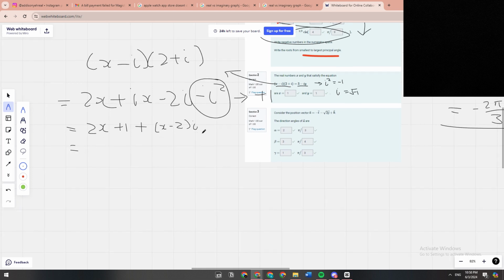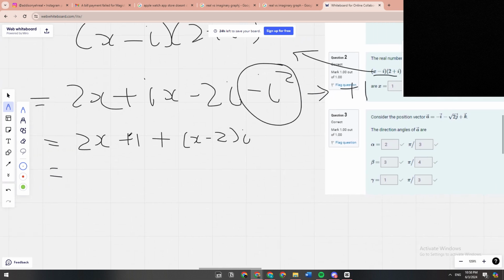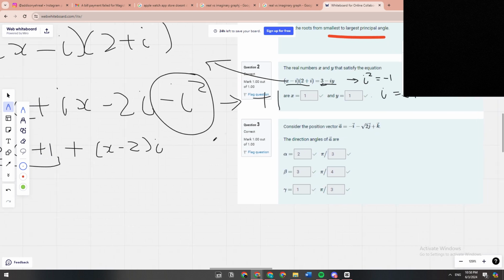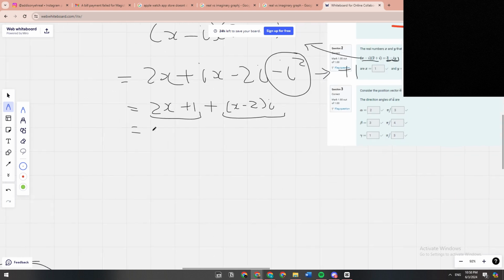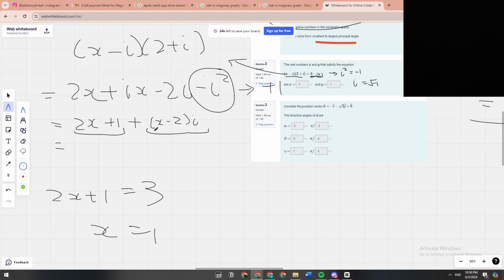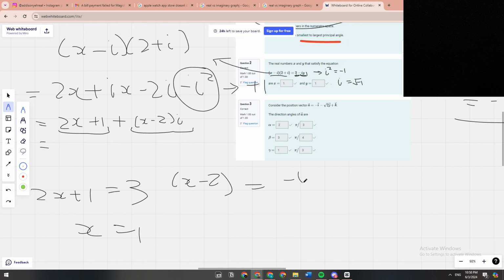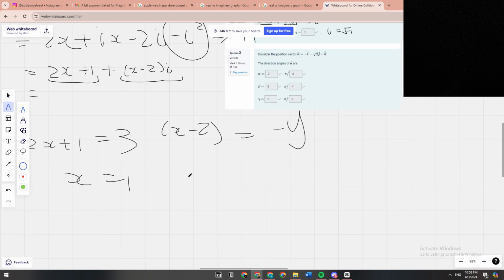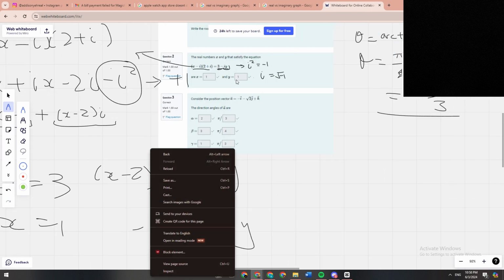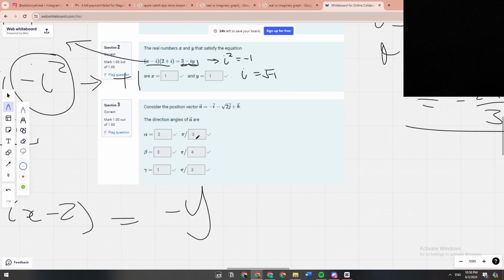So, 2x plus 1, now you've got it. Your real parts should equal this real number, and your imaginary parts should equal that number. 2x plus 1 should equal 3, so x equals 1. x minus 2 should equal negative y. We found x is equal to 1, so 1 minus 2 is negative 1. y should equal 1. So x is 1, y is 1. Boom, too easy.